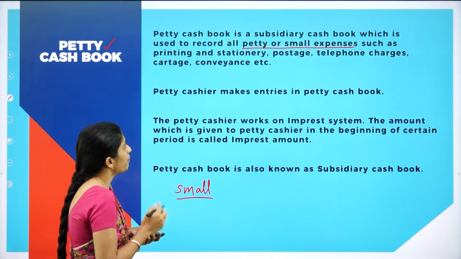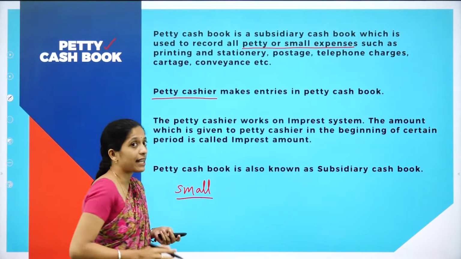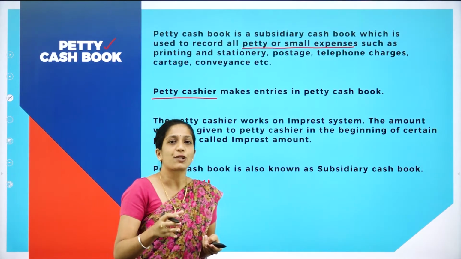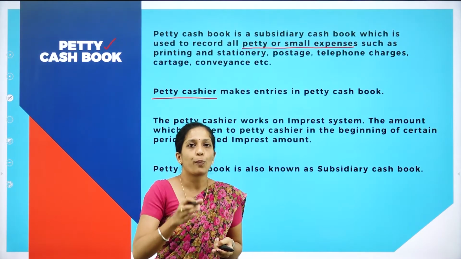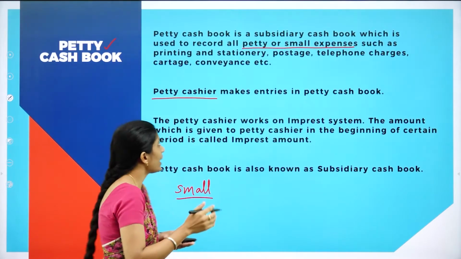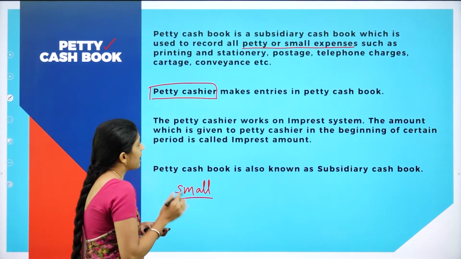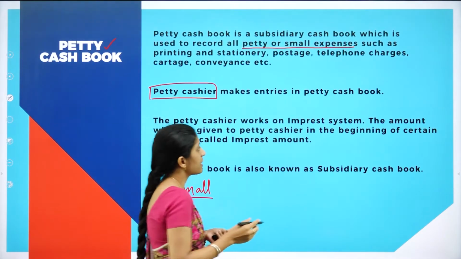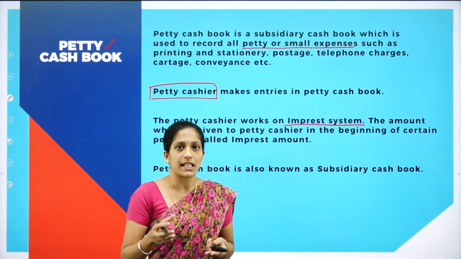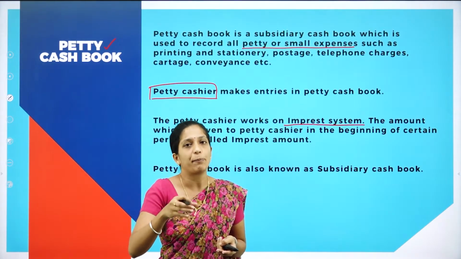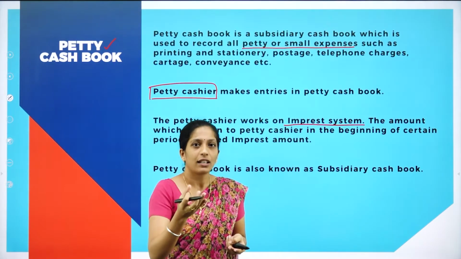Petty cashier makes entries in the petty cash book. So the person who maintains the petty cash book is known as the petty cashier. The petty cashier works on the imprest system. Now what do I mean by imprest system? It means at the beginning of a particular period, which may be a month, a week, or even a year.